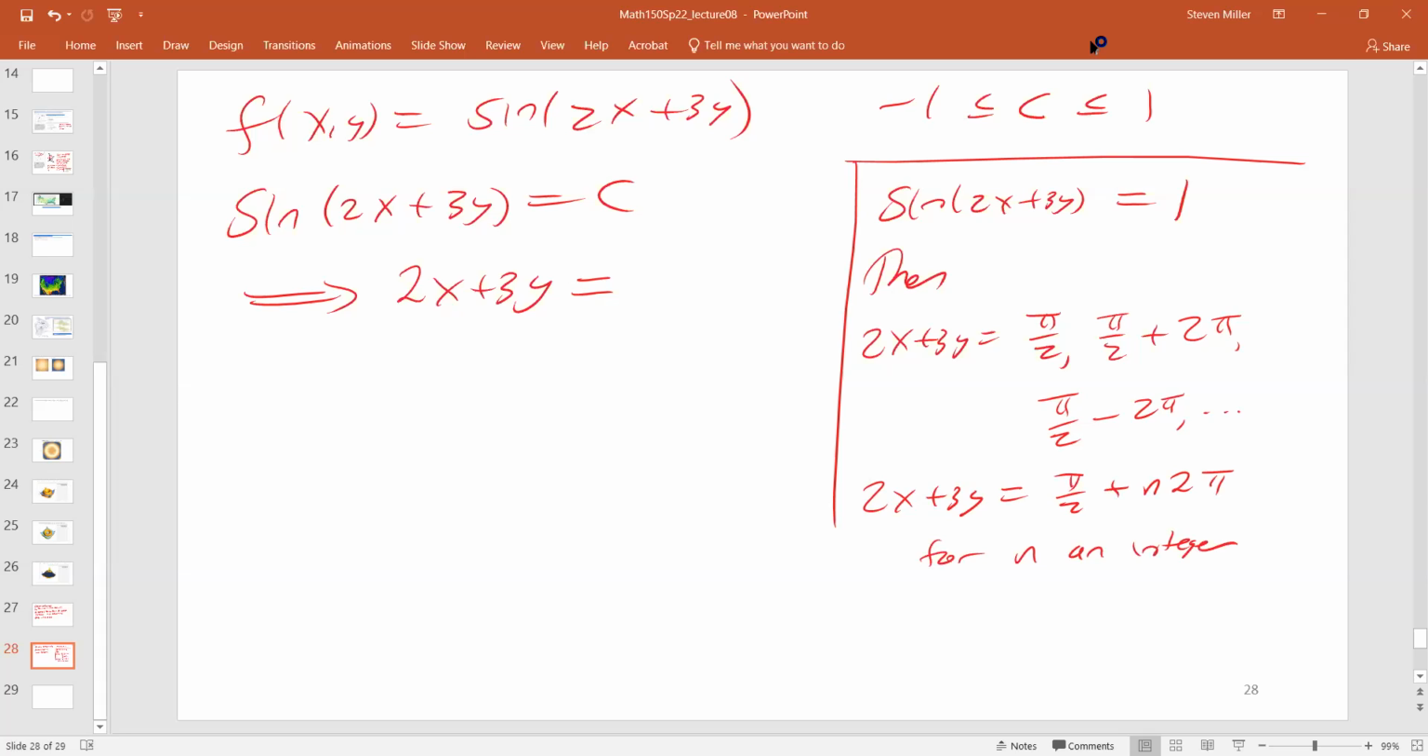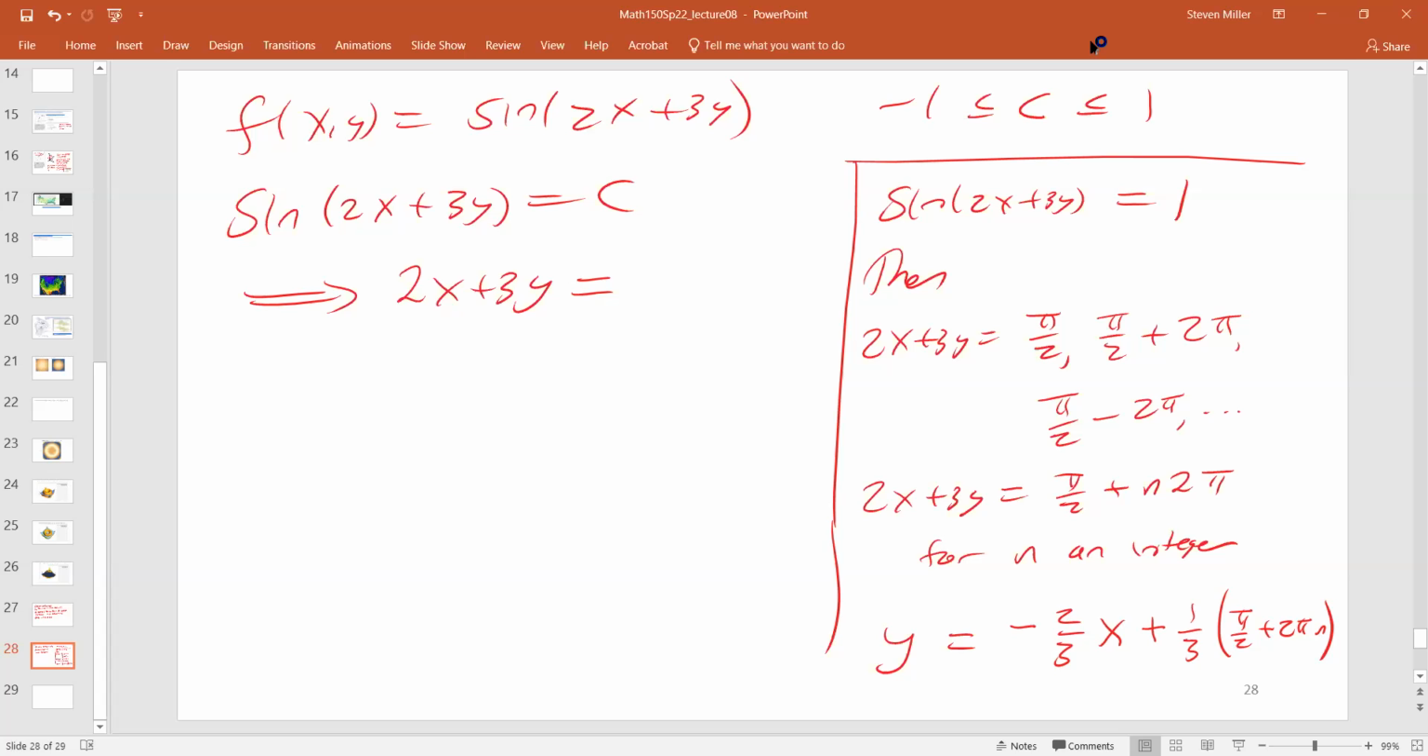So you would get y is equal to negative 2/3 x plus 1/3 times pi halves plus 2 pi n. So you're going to get a bunch of lines where the function will take on the value 1.